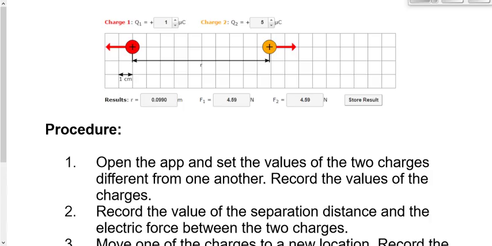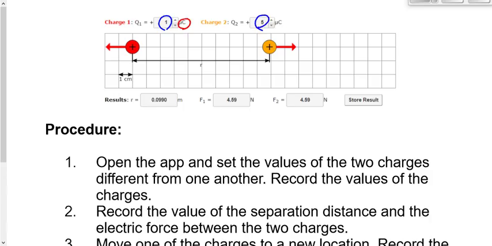I want you to change one or both of those charges. It doesn't matter, so that they're different values. I've got it, you can see, as 1 microcoulomb and 5. You can be 2 and 7. You can be 19 and 34 for all I care. Doesn't matter as long as your values for the two charges are different from one another.